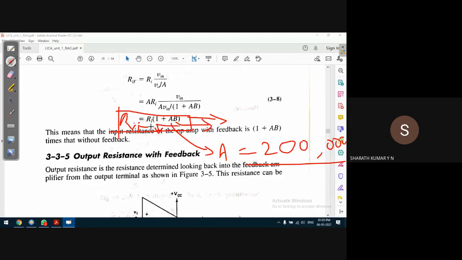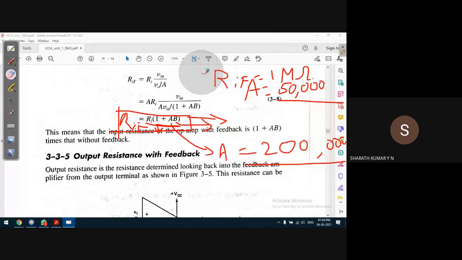Let us take one example. Ri is, let us say, 1 mega ohm. Let us take A as 50,000, the least open loop voltage gain guaranteed by the manufacturer. Sorry, not RiF, this is Ri, the open loop input impedance.